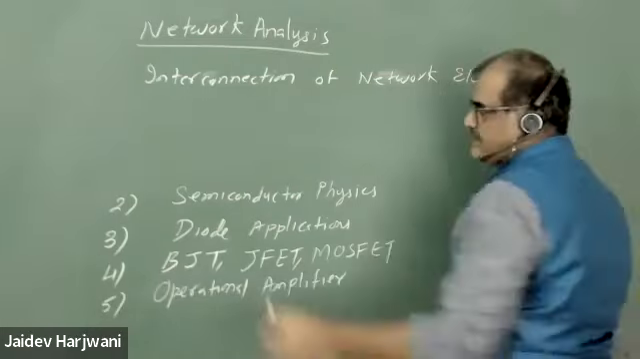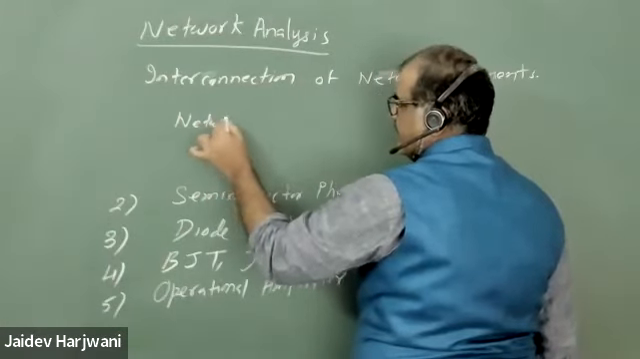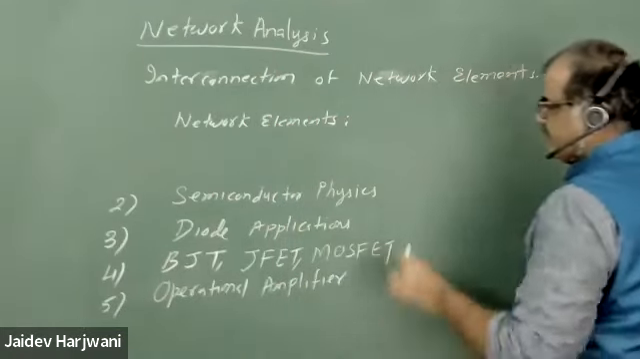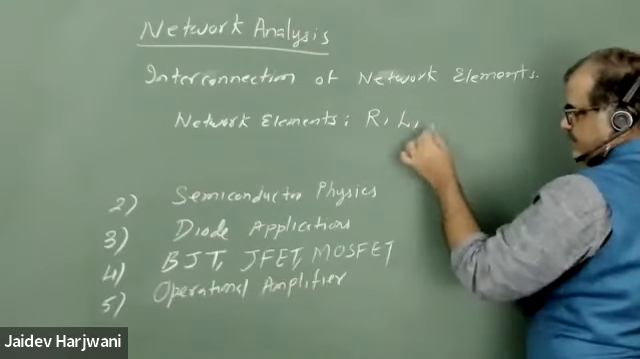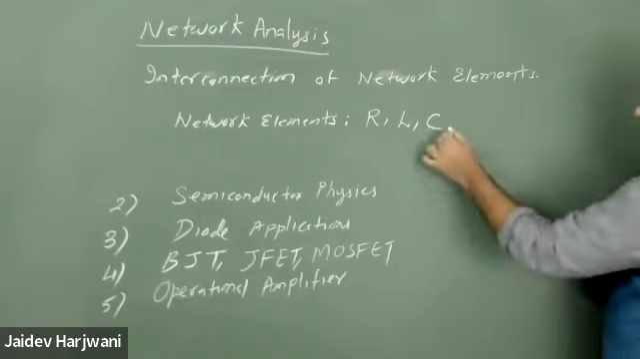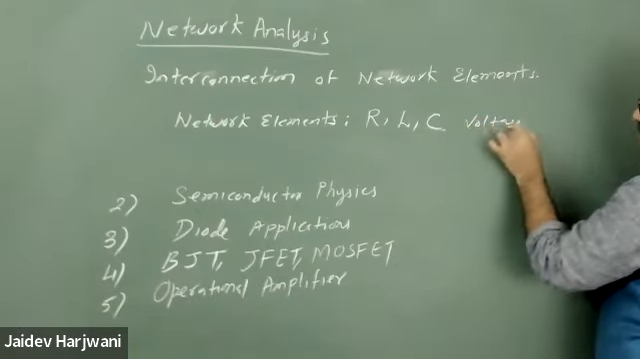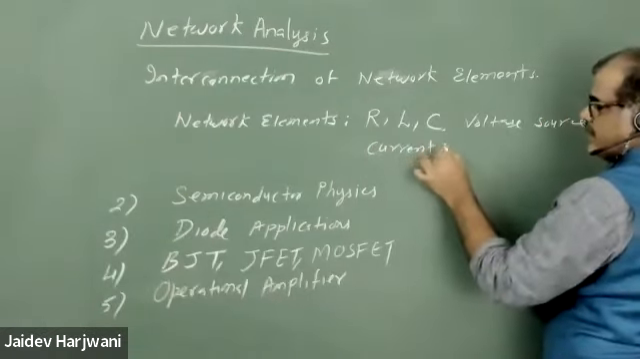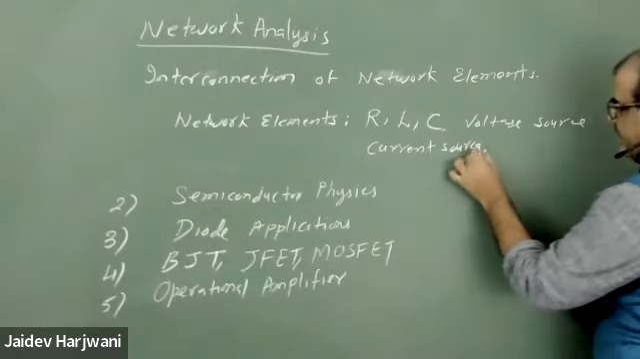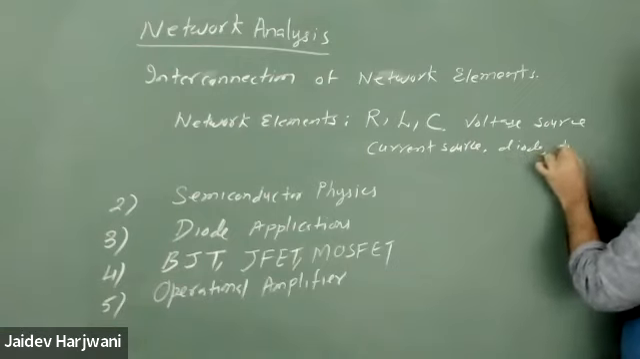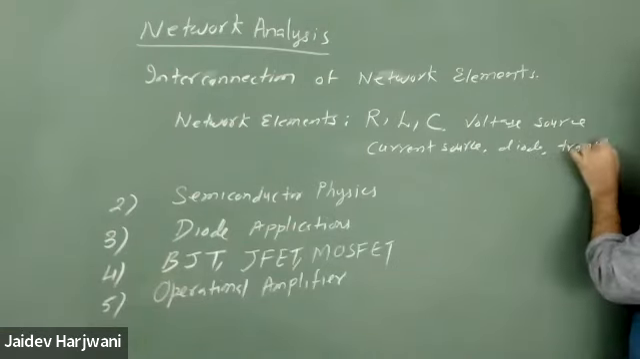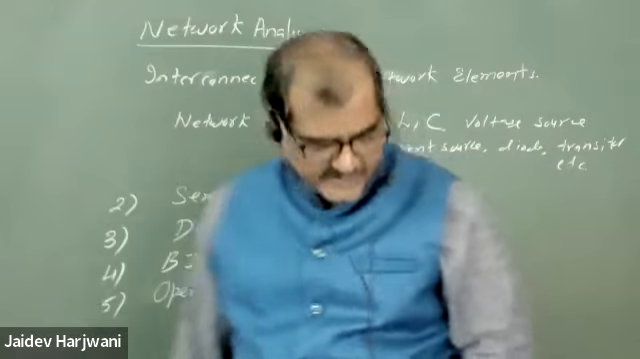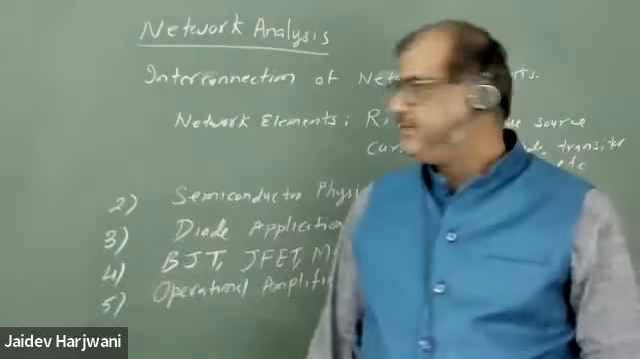Now what are network elements? Network elements means your resistance, inductor, capacitor, an energy source like voltage source, current source, and of course there may be diode, transistor, etc. So a network is an interconnection of network components, network elements.